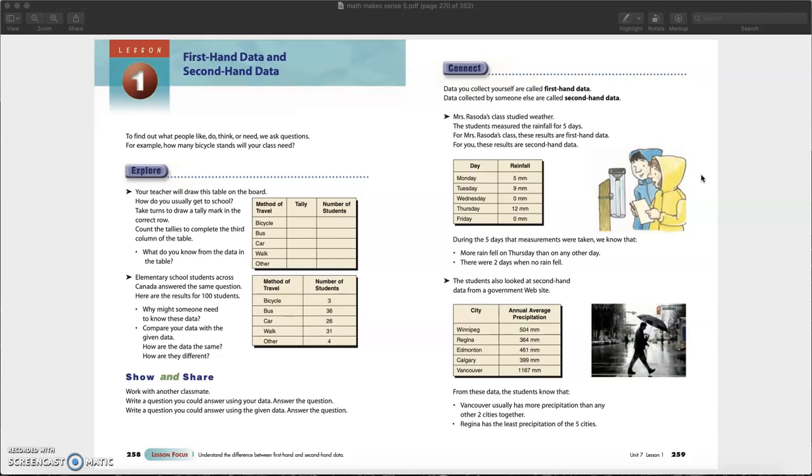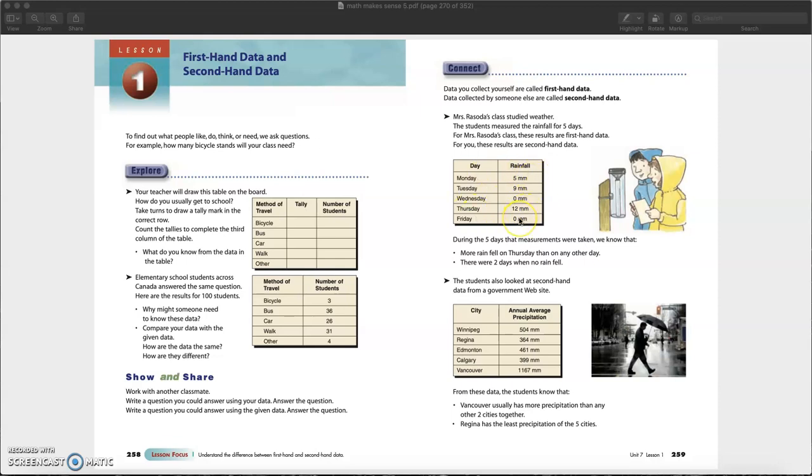Okay, so if I look at that chart, the things that the textbook pulled out anyway, more rain fell on Thursday than on any other day. I look at the chart, all right, 12 millimeters on Thursday, 5, 9, 0, 12, 0. 12 is the biggest. So most rain on Thursday. That's a simple thing, but it's something we learned from the information. There were 2 days when no rain fell. That's something I learned from the chart. I could also say there were 3 days when rain did fall.